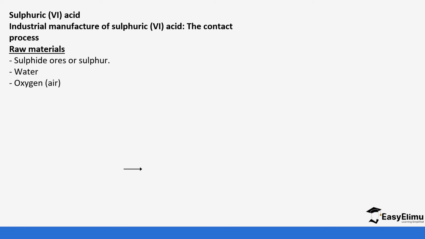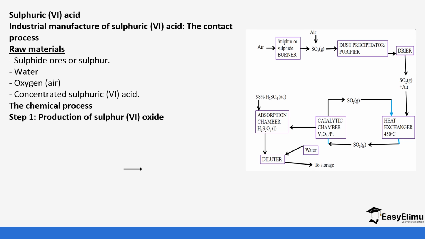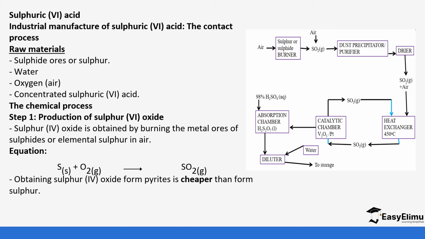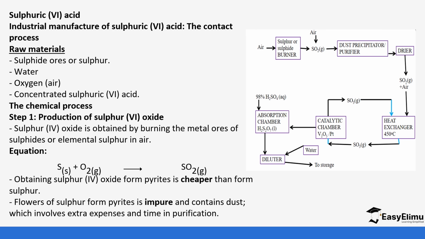We also need air, which contains the active part, oxygen, and concentrated sulfuric acid, which is going to be used. The first step in the reaction is the production of sulfur oxide. Sulfur oxide is produced by either burning the metal ores that we talked about or burning sulfur in air. For example, if you burn sulfur in air, you form sulfur oxide. Other metal ores are sulfides, like iron sulfide. If you burn it, you form sulfur oxide and iron oxide. Obtaining the sulfur oxide from the pyrites is cheaper than from sulfur itself.